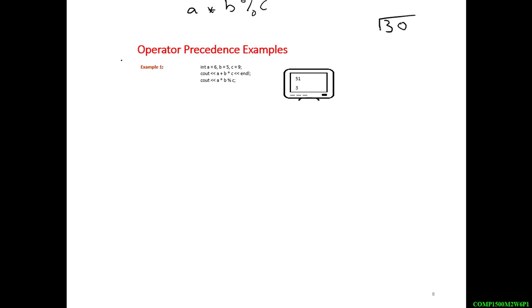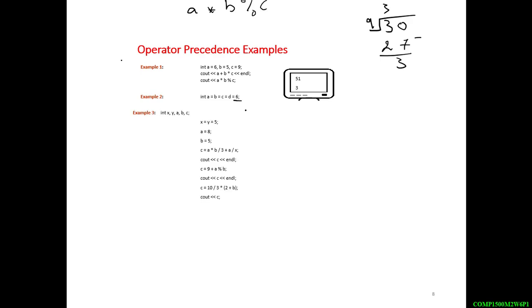The next example, a is equal to b is equal to c is equal to d, which is equal to 6. x, y, and z and c are all integers. x is equal to y, a is equal to 8, b is equal to 5. So here we have to find c.